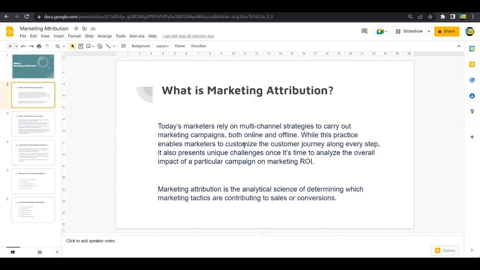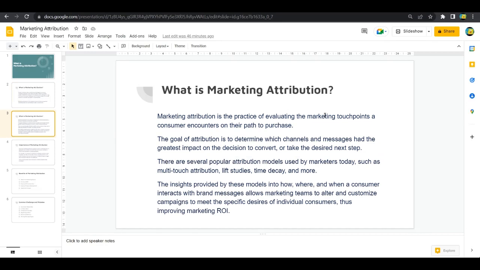So then marketing attribution is the analytical science of determining which marketing tactics are contributing to sales or conversions. So you are just finding out the important touch points that happen in a customer's journey on the website or on the product, right?